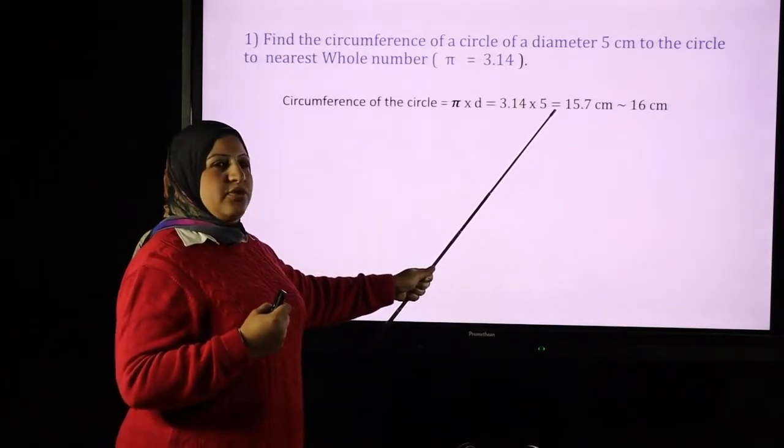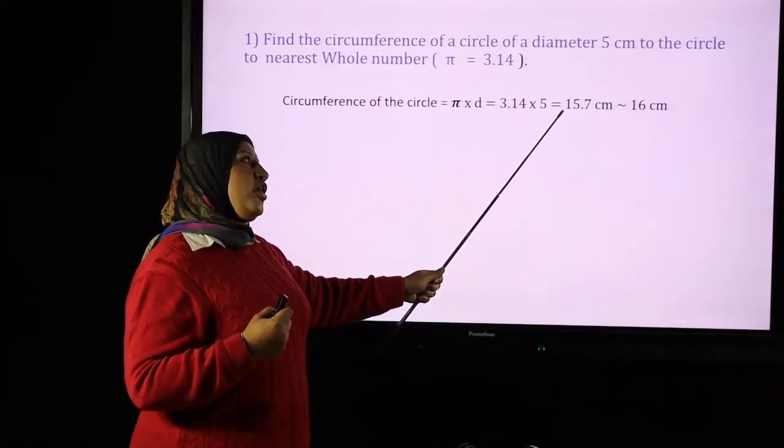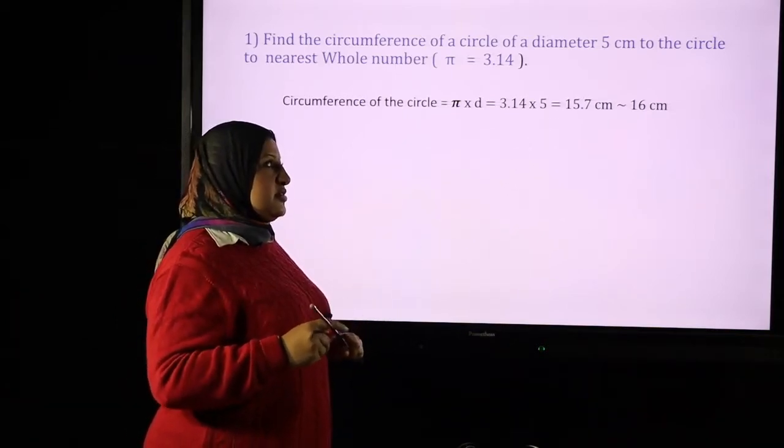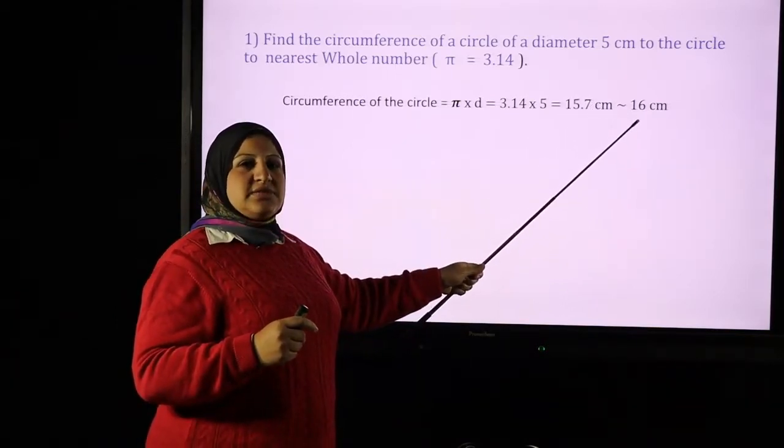What is the unit here? The unit is 5. So I will ask 7: are you weak or strong? 7 is strong. So 5 will be 6, and the result will be 16 centimeters.